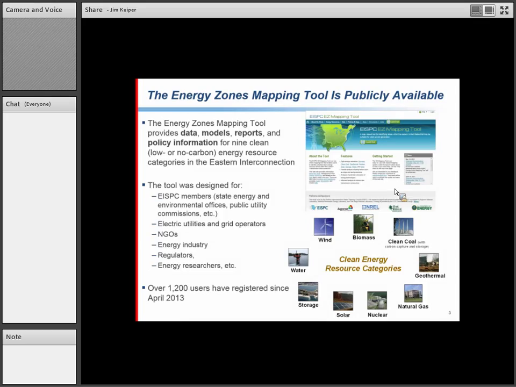And on the bottom right, you can see the energy resource categories that are included. So each of these resources is used to generate electrical power, and each of these is low or no carbon, and that's the main reason they were selected.